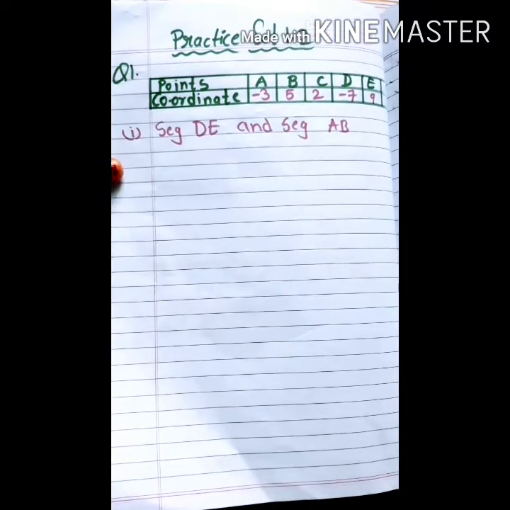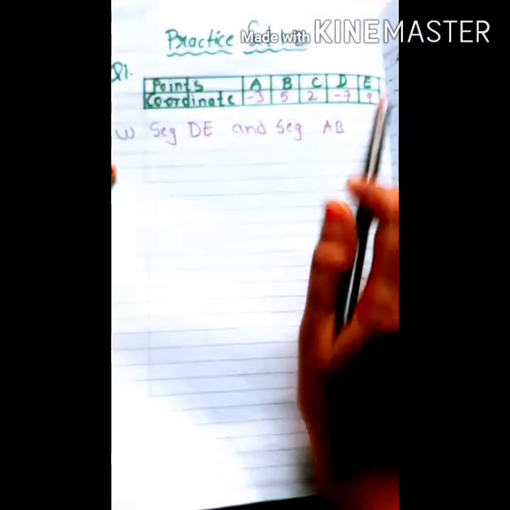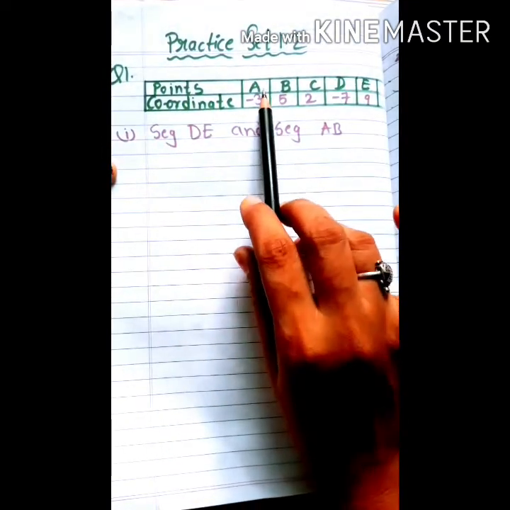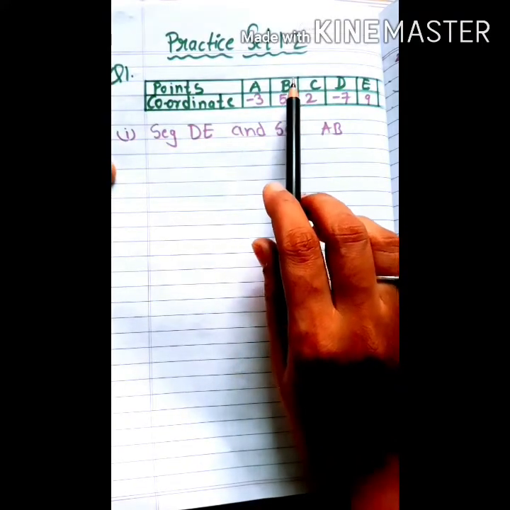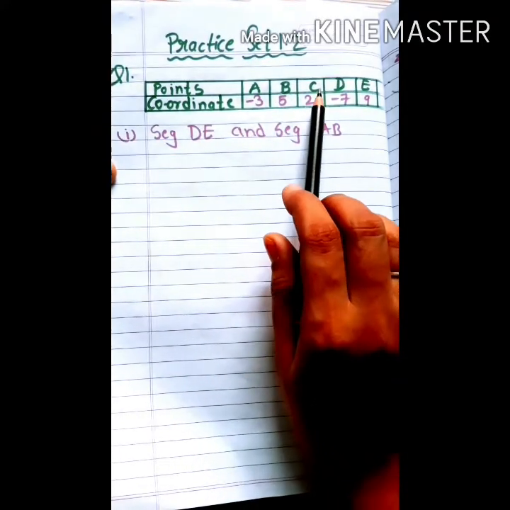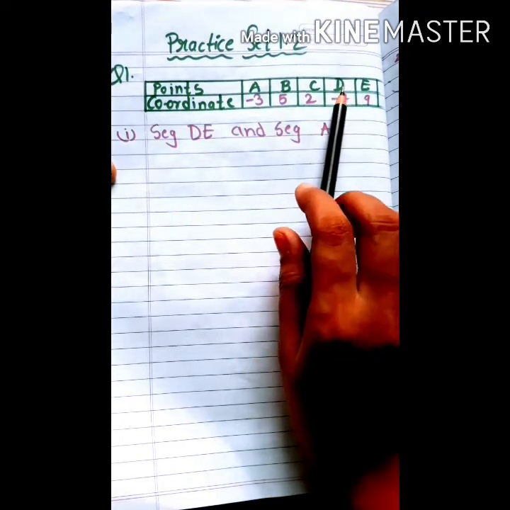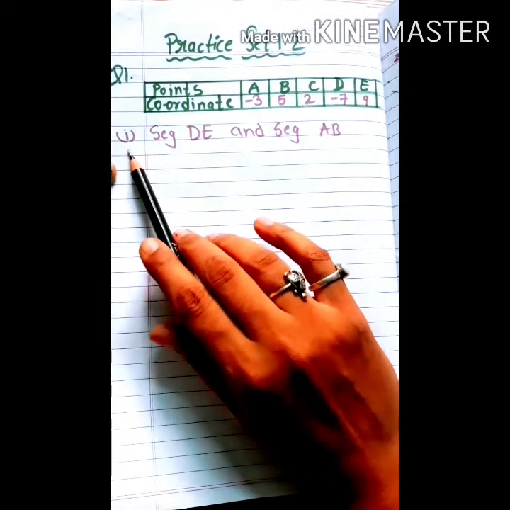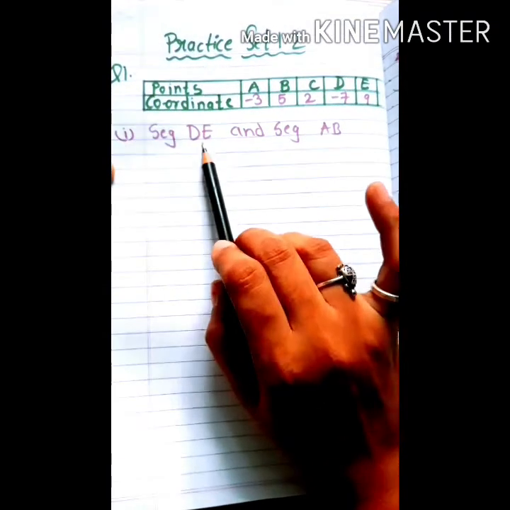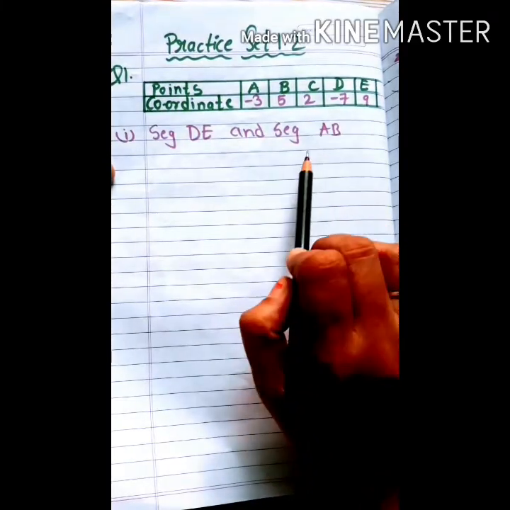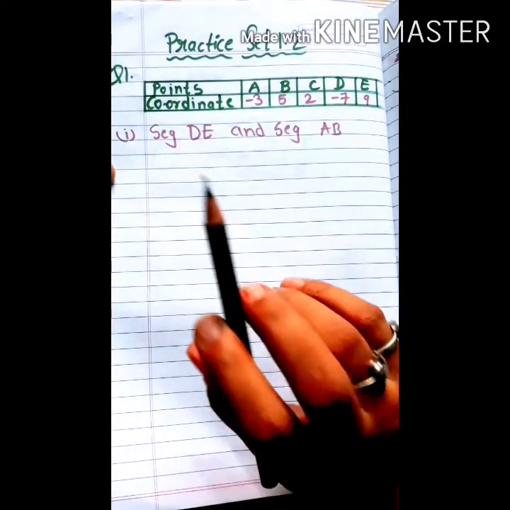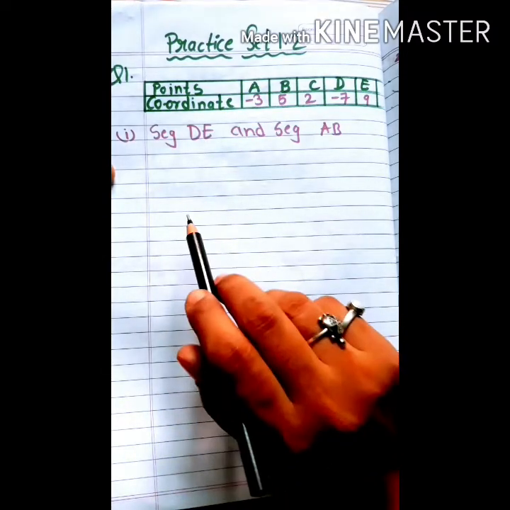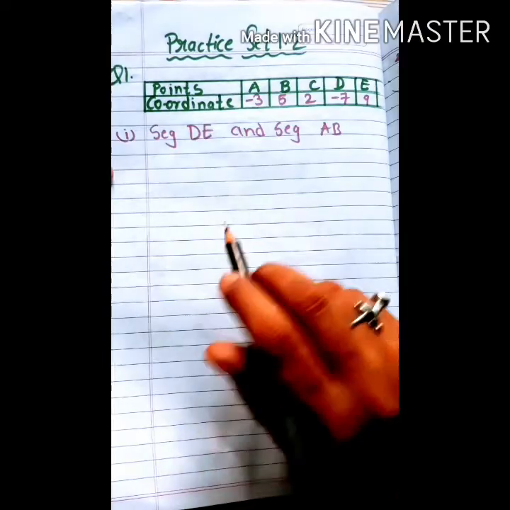Dear student, question number 1. One table is given in the textbook, and I have drawn it over here. The coordinate of point A is -3, B is 5, C is 2, D is -7, and E is 9. Our first question is whether segment DE and segment AB are congruent or not. To find whether they are congruent or not, we first have to find the distance of the given segments.